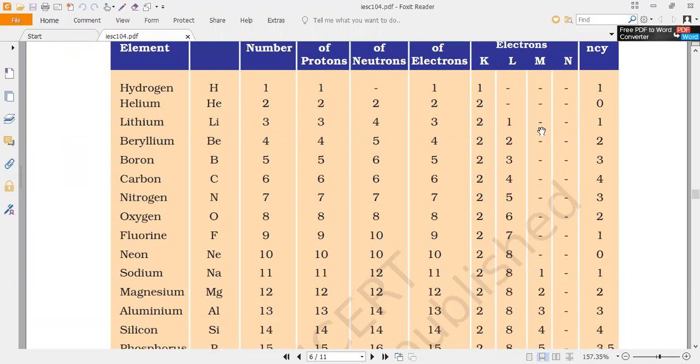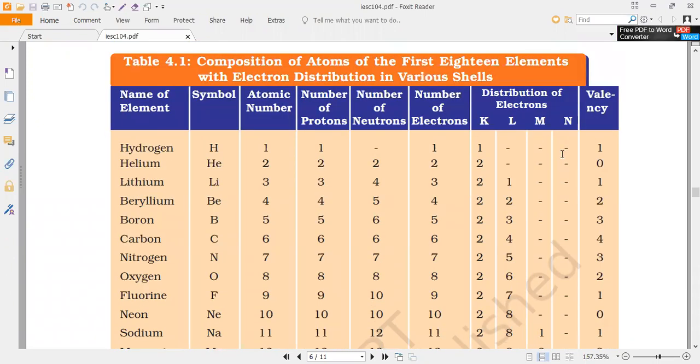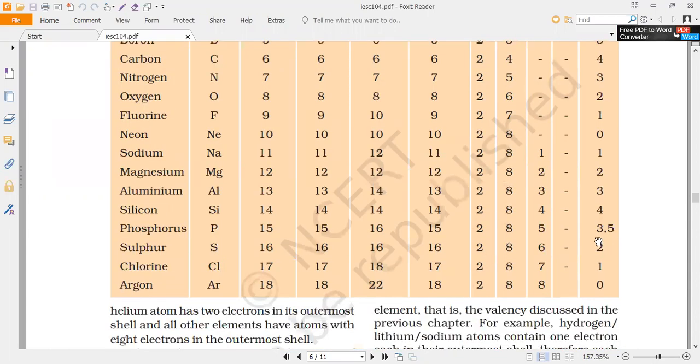Later, the distribution of electrons, electronic configuration, and valency, I'll teach you in the next class so that you will understand. And types of valency also, I will teach you. Because here you will find somewhere 3, 5 like this. That is what we call variable valency. That also we'll discuss in tomorrow's class.